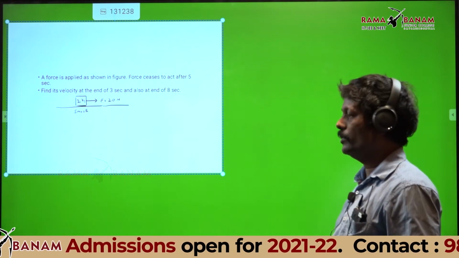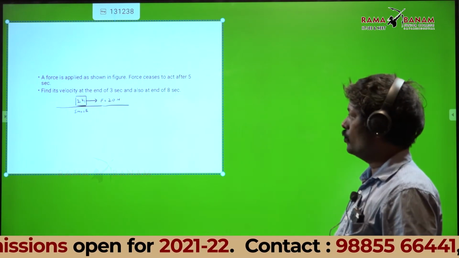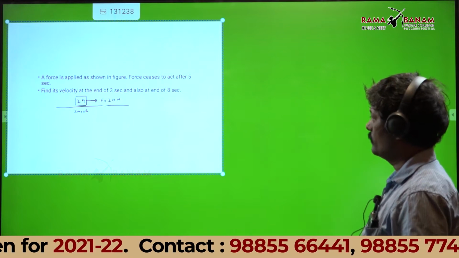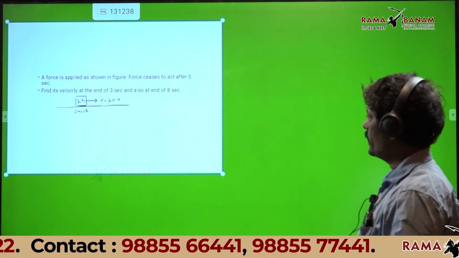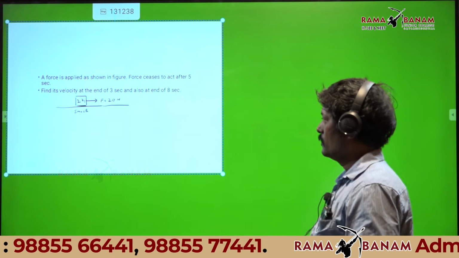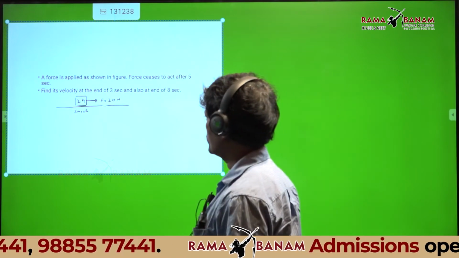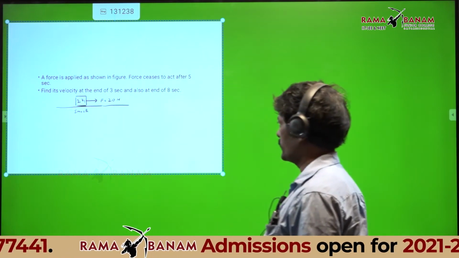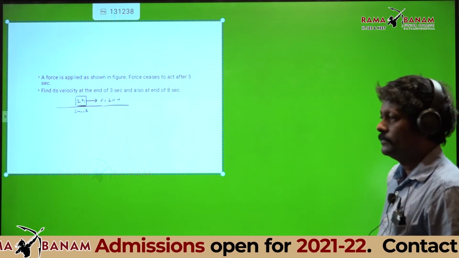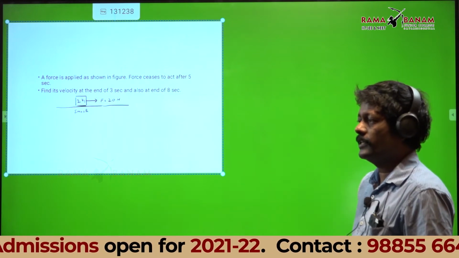Now look at the board. A force is applied as shown in the figure. Force ceases to act after 5 seconds. Find its velocity at the end of 3 seconds and also at the end of 8 seconds. Are all of you able to see that clearly?